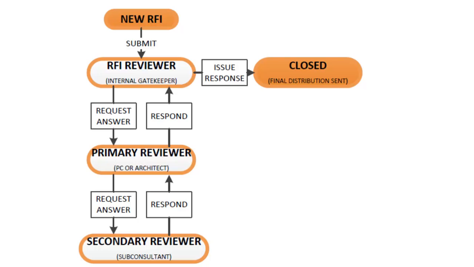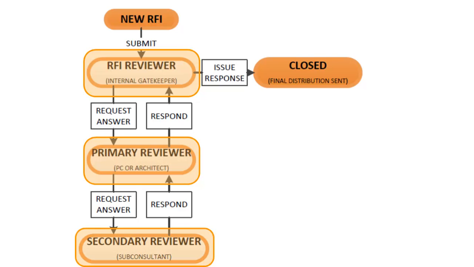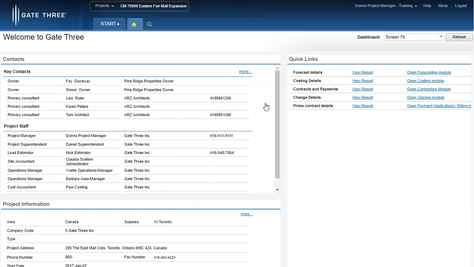An RFI can be initiated by any project participant, which is then sent for review by the designated gatekeeper, the RFI reviewer. The RFI reviewer can then request an answer from external parties, such as the primary consultant and secondary subconsultants. Ensure you're logged into a project.